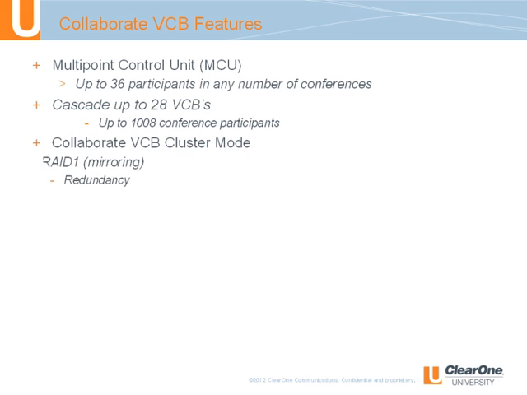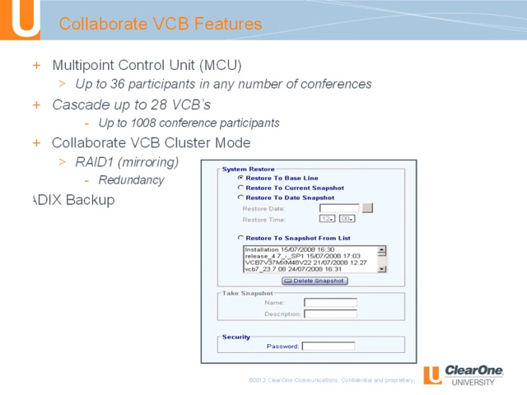The Collaborate VCB also has an option for RAID 1, or Random Array of Independent Disks 1. This is a way to create a redundant or mirrored disk in the event that one goes down. This means in case of a disk failure, your conferencing capabilities will not go down with the disk drive. With the Radix backup utility, an administrator can easily take a snapshot of the running configuration of the VCB. If the programming gets corrupted, the working configuration can be quickly restored by using the Radix utility.